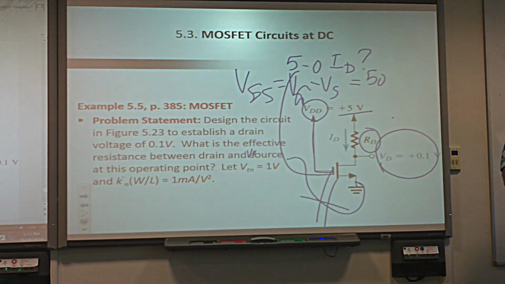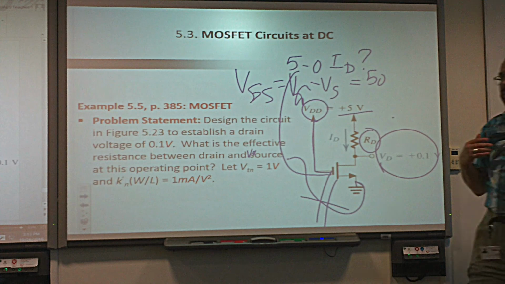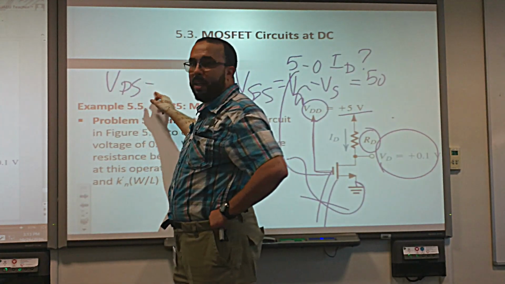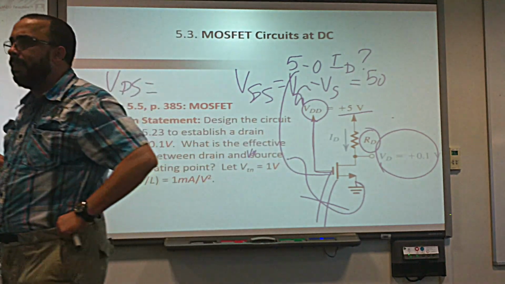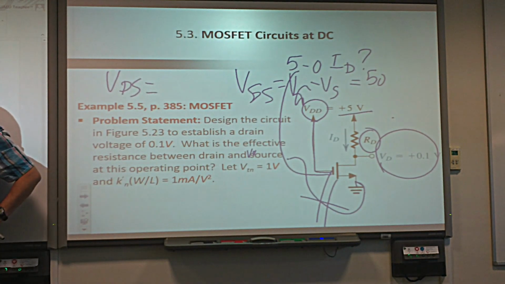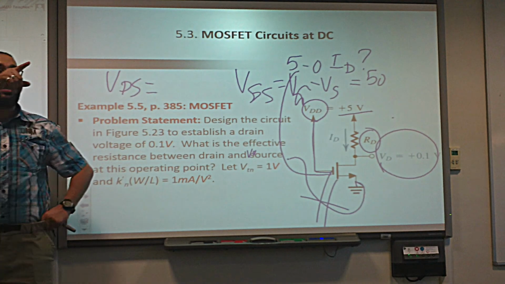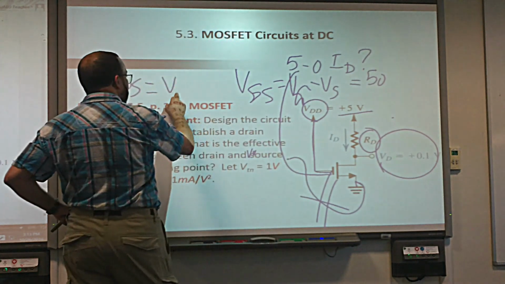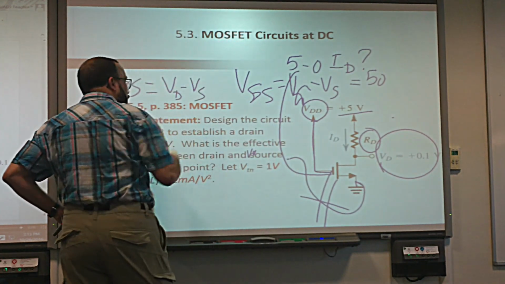VDS. How much is VDS? Raise your hand. So VDS is equal to what? Wait. VDS is equal to VD minus VS. Don't hesitate.